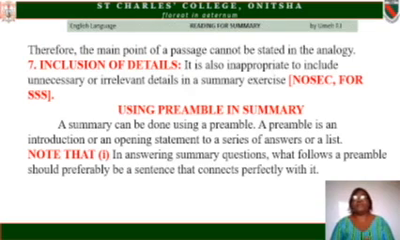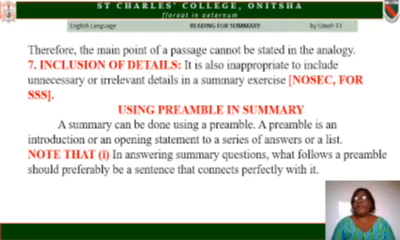Number 7, inclusion of details. It is also inappropriate to include unnecessary or irrelevant ideas or details in a summary exercise. So you avoid details. Give only the main points or the main ideas, which is also the same thing as the topic sentence. Then the next one we shall look at is using preamble in summary.